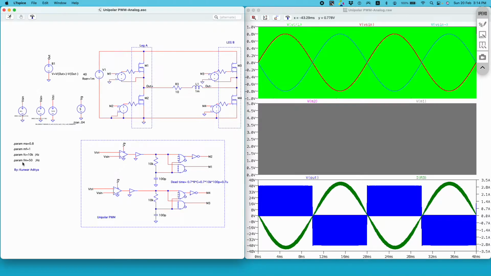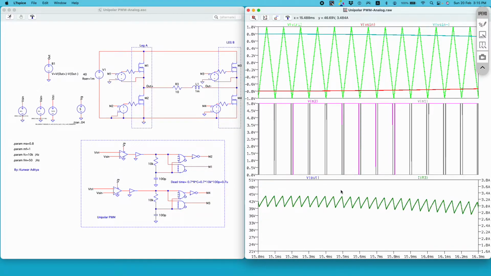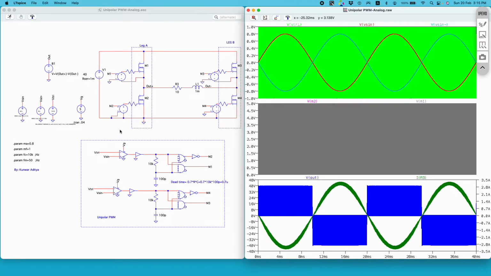Now you can change this FM, which is the frequency of your modulating wave, that is the sine wave, to control the fundamental frequency of the output. You can change this FC, that is the frequency of the carrier wave, to control the switching frequency of the inverter. The higher the switching frequency, the smoother your output current will be, that is, the output current will have less ripple. However, your switching losses will increase.